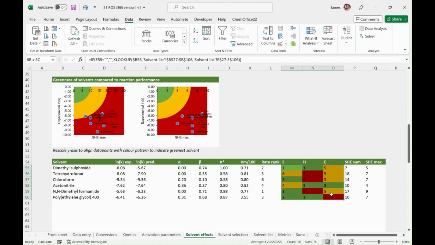We also have a greenness rating system. S relates to safety of the solvent, H relates to health hazards, and E relates to the environment and also the technological impact of using the solvent. So solvents with high boiling points will get a worse score, and that's to do with the energy involved to distill solvents for purification.